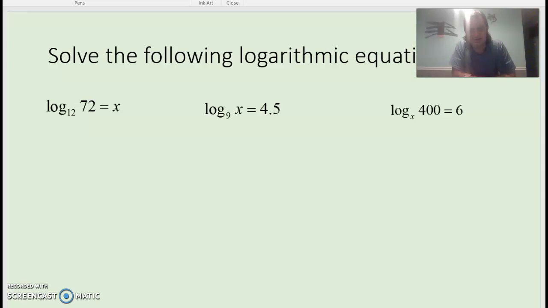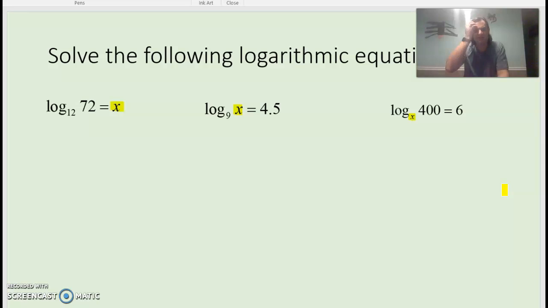Alright, so here are 3 logarithmic equations that I want to solve. And I picked these 3 for a couple of reasons. The x is in a different position in every single one of them. Now there's nothing crazy going on here, they're all very simple. But we do different things or handle it differently depending on where the x is.